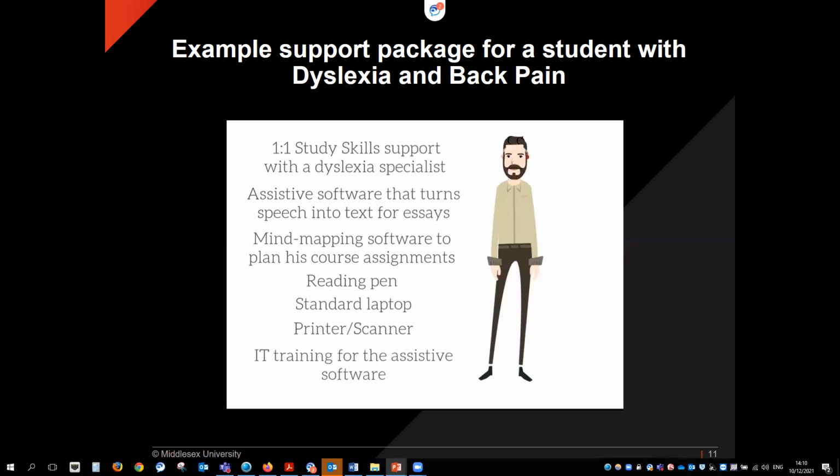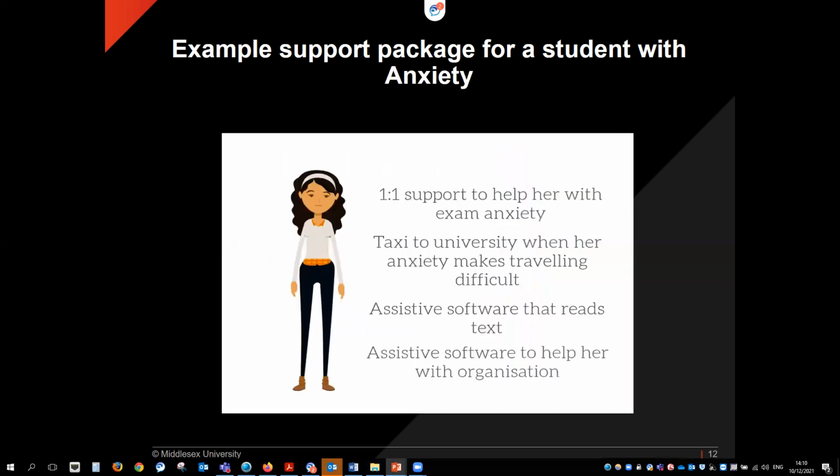So apart from the £200 that the student has to pay towards the cost of a computer, everything else will be covered through the DSA. Now let's have a look at another student's example.